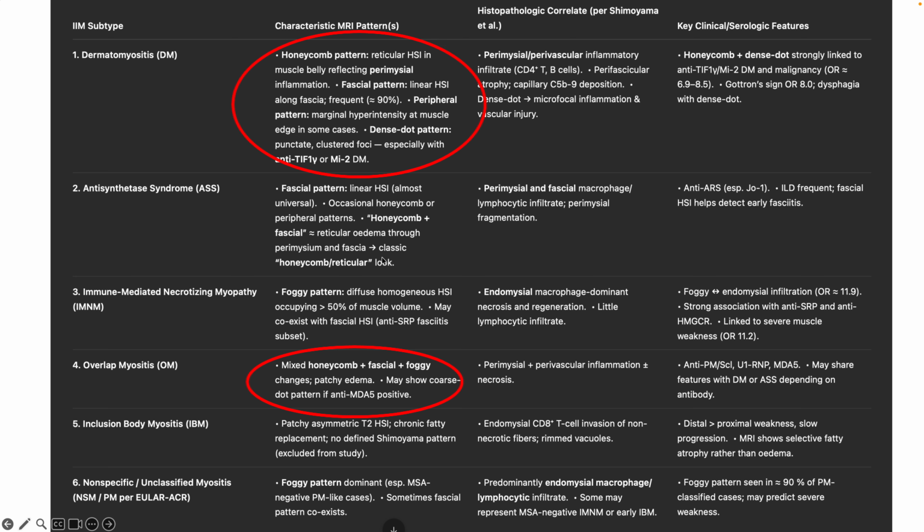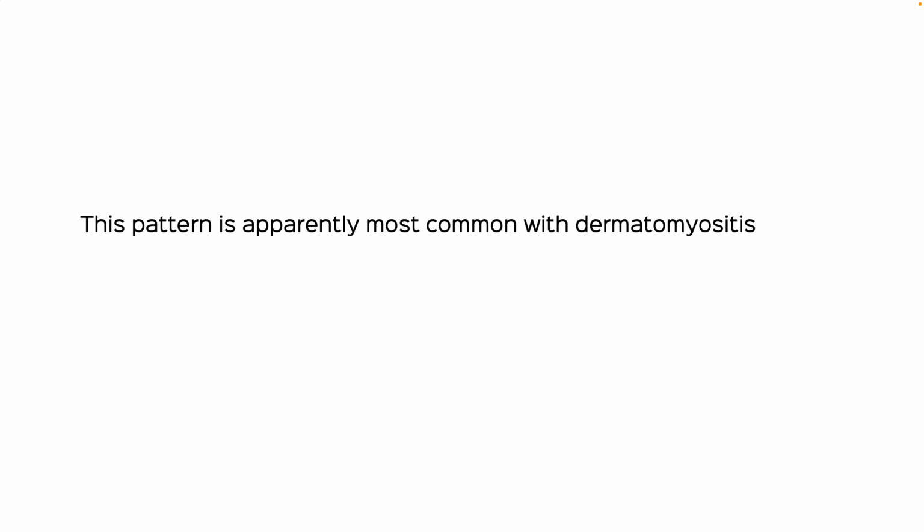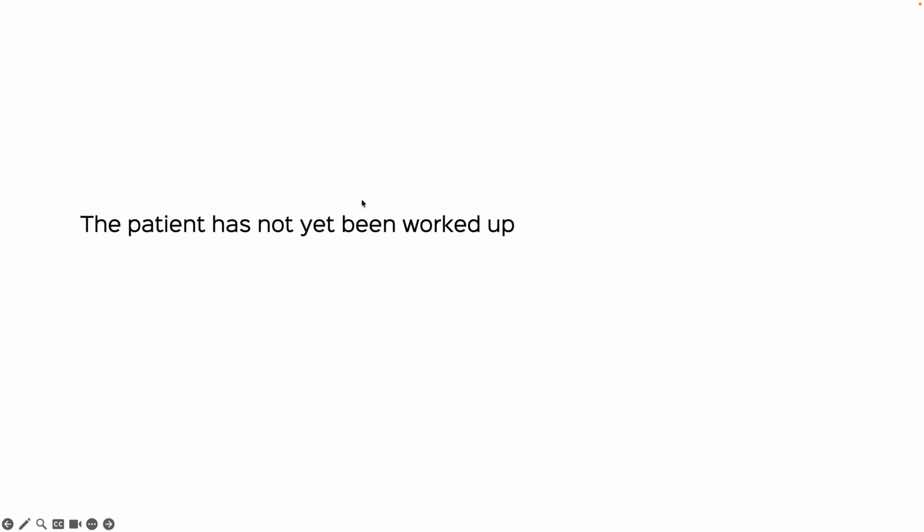Now, you can also get honeycombing in the antisynthetase syndrome. I should have put a circle here as well. And so if you look at the honeycomb pattern, you'll see it in DM, also in antisynthetase and in overlap syndromes. And I think that's pretty much what you would get. But it's most common with dermatomyositis, and the patient's not really been worked up as yet. So if and when, then I'll put it up in the comments as well as perhaps a post.